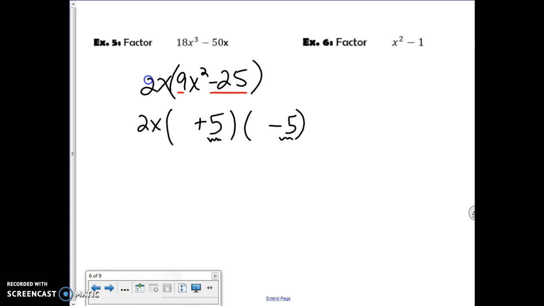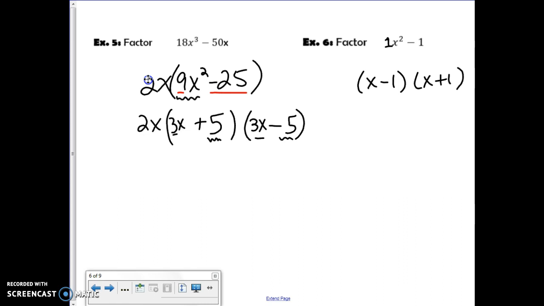Alright, so second part is take a look at this 9x squared. So I need a number that I can multiply by itself to get 9x squared. And that is in fact 3x and 3x. Because 3x times 3x will give me back my 9x squared. That is fully factored. We are done. Alright, and then on to example 6, we have x squared minus 1. This is in fact the difference of squares because they are both 1. So this would be x minus 1 and x plus 1.